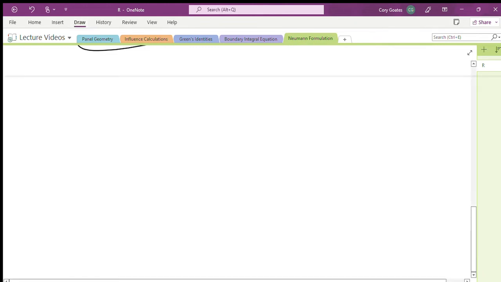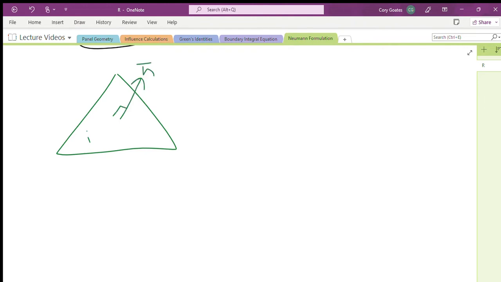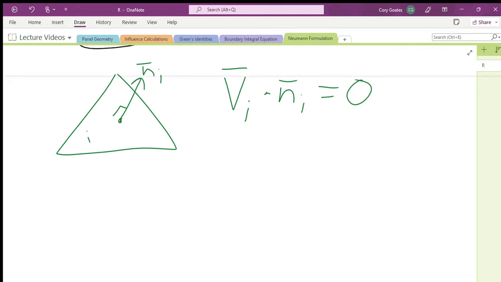So let's say on a given panel I, I know its normal vector, and I'll say that's n_i, okay? And I'm going to enforce this boundary condition on this panel. So I want V acting on panel I, specifically at the centroid of panel I, dotted with the normal vector to panel I, I want that to be 0. Okay? Well, what is V sub I?